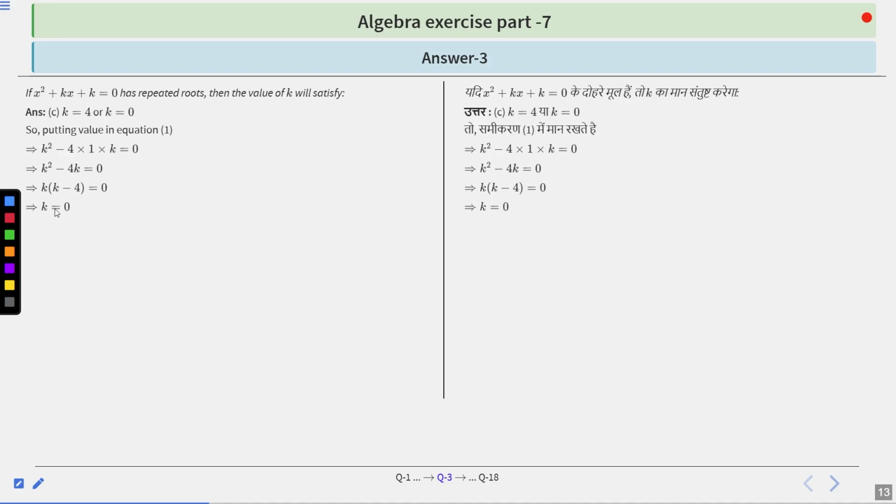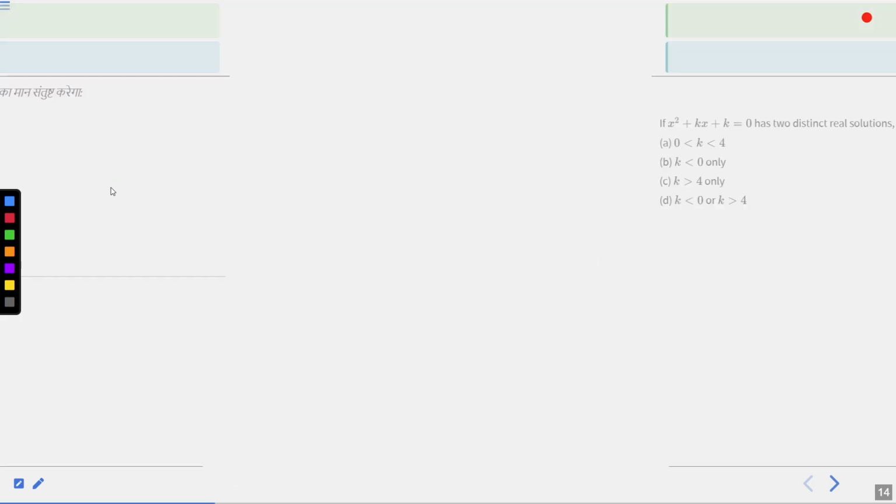So the value of k can be k = 0. And if k − 4 = 0, then the value of k can be k = 4. So option number C is correct. That means the value of k can be 4 or 0. Option number C is correct.